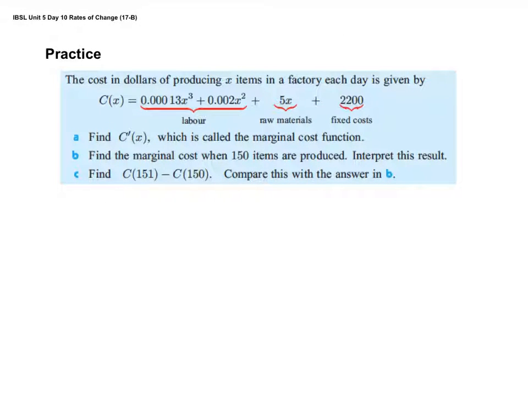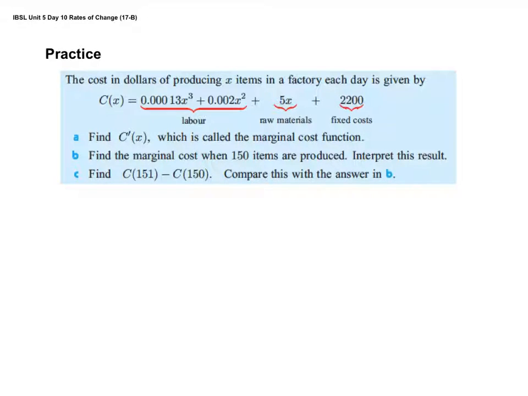Here's an example of what I was talking about with that marginal cost. Here a company has figured out the cost of producing x items in a factory. Okay? So the raw materials, if this is in dollars, let's say the materials to make it are $5. So for every one unit we make, it's going to cost us $5 to make it. But we also have these fixed costs, like electricity and all this other stuff that we have to pay. And then we also have labor.